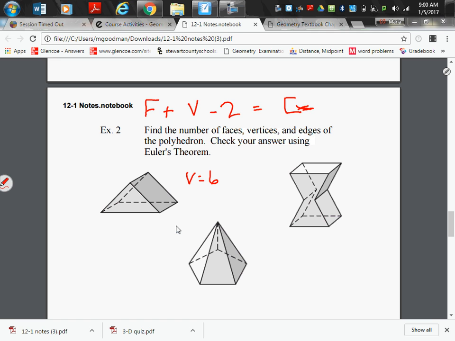Now let's count how many line segments we have. 1, 2, 3, 4, 5, 6, 7, 8, 9, 10. So my line segments, which are my edges, is 10.